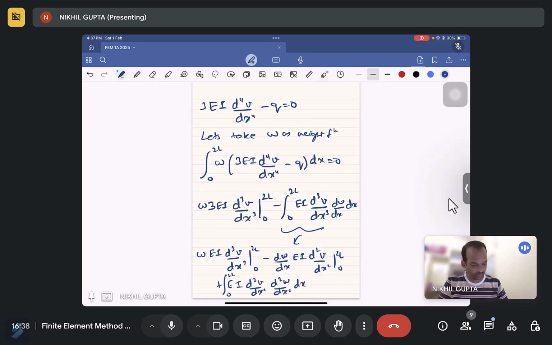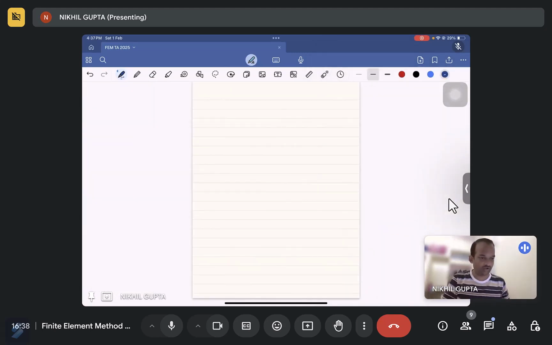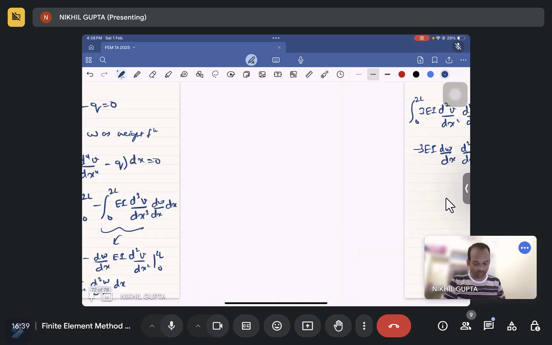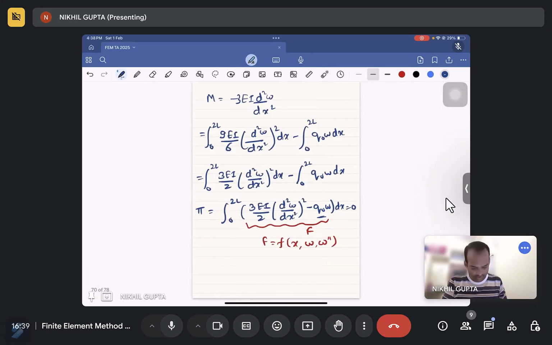Now what you will do is solve the full equation, and in the end you will get integral 0 to 2l of 3ei d2v by dx square d2w by dx square dx plus 3ei w d cube v by dx cube 0 to l, minus ei dw by dx d2v by dx square 0 to 2l minus integral 0 to 2l of w q dx is equal to 0. So this is your weak form equation.